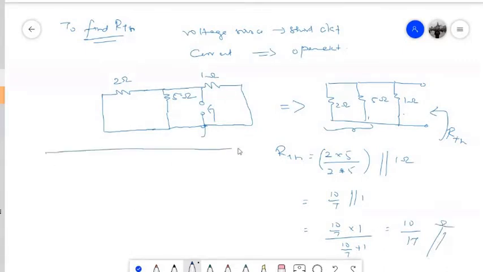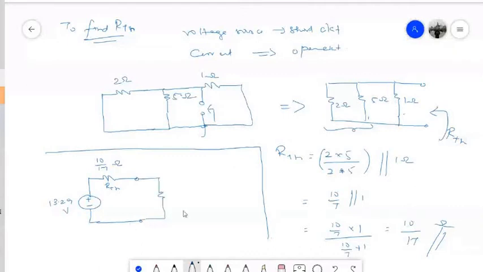So therefore the given circuit can be replaced by the open circuit voltage that we have computed. That will be 13.29 volts. So we have computed the open circuit voltage, and RTH will be 10 by 17 ohm. So this will be RTH, and then we will have the 10 ohm resistance, which we actually removed from the circuit to begin with. And now what am I interested in? I am interested in finding the current that is flowing through the 10 ohm resistance.